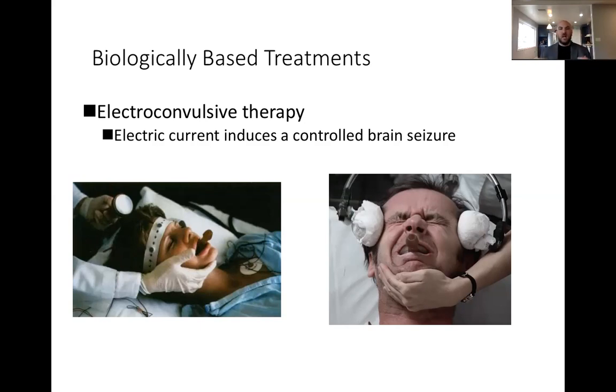In fact, people seek out ECT the same way they seek out psychiatrists and psychologists. So ECT is effective, and it's not as stigmatized as it used to be.